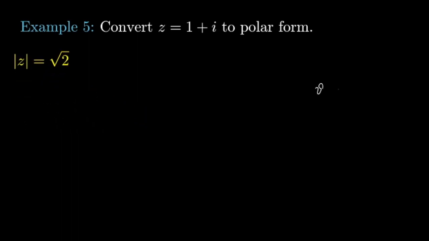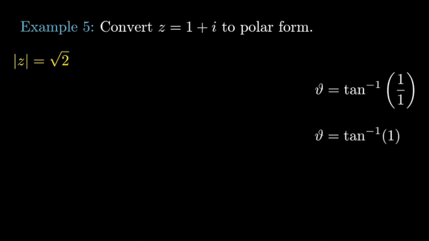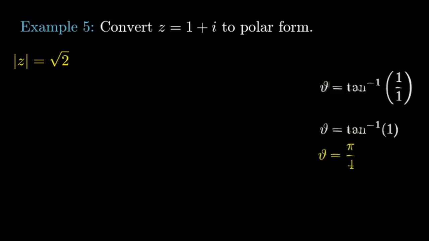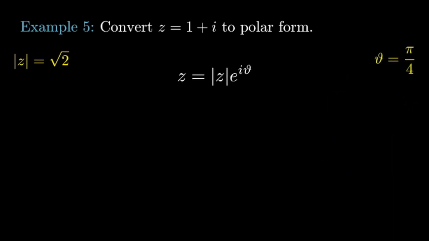Now recall that to calculate the argument, we need to calculate the inverse tan of the imaginary part divided by the real part. So we'll just get that theta is equal to the inverse tan of 1 divided by 1. In other words, we'll have the inverse tan of 1. The inverse tan of 1 is just going to be pi on 4. The complex number in polar form is mod z e to the i theta. And so inserting the values of the modulus and the argument, we find that z is equal to root 2 e to the i pi on 4.